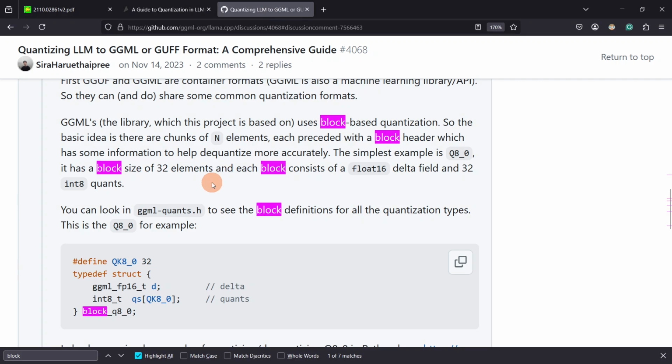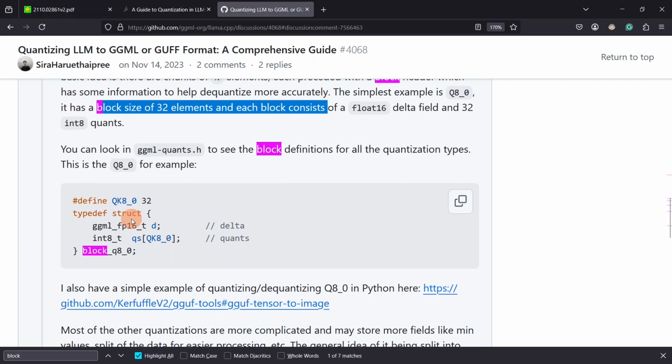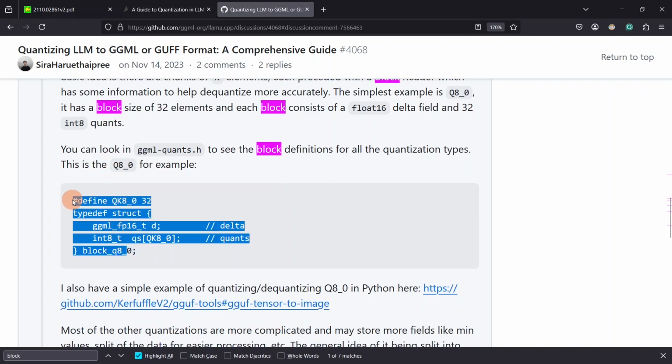The famous GGUF quantization uses this block quantization to quantize the LLMs. The GGUF library uses block quantization. The basic idea is that chunks of n elements each are preceded with a block header which has some information to help dequantize more accurately. The simplest example is the Q8. It has a block size of 32 and each block consists of a float 16 data field and 32 int 8 quants. So the type struct is shown here.